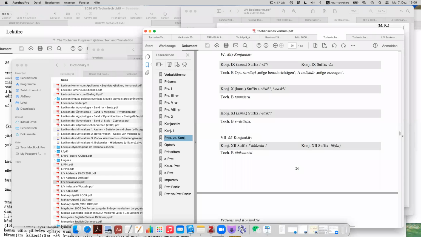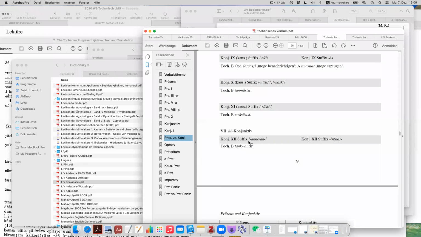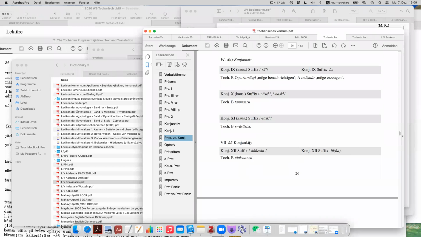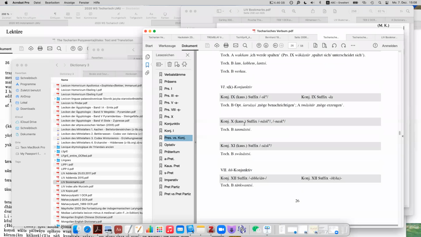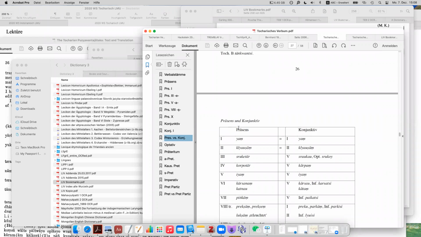And sometimes for the same root, the present and subjunctive look different, so we know that it must be subjunctive. And sometimes it's also distinguished by the accent and also by the palatalization and so on. So it's basically like this.